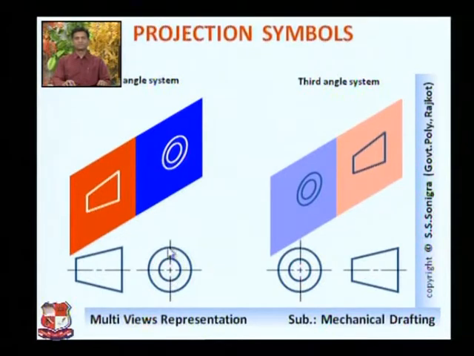If we change the position of these two circles from here to here, then that symbol becomes the symbol of the third angle projection method. I hope with this example you will easily remember the symbols of these two methods, because students forget how to draw them. They draw it correctly, but they put the position of the circles in the wrong direction. If you draw these two circles over here, then it becomes the symbol of the third angle projection method.